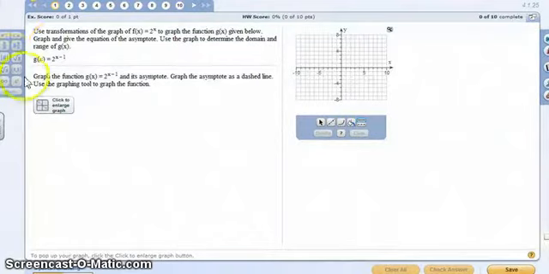Okay, so use the transformations of the graph f of x equals 2 to the x to graph the function g of x given below. Notice that this g of x is a transformation of the parent function f of x. We're going to have to graph it and give the equation of the asymptote, and then use the graph to determine the domain and range.